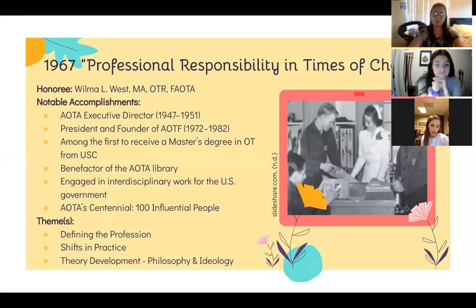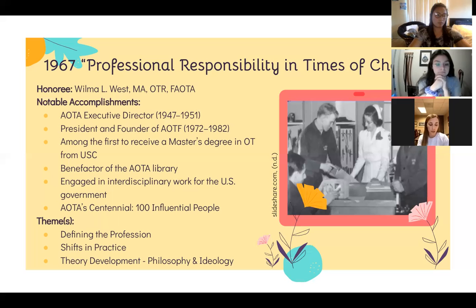And then another theme suggested a shift in theory regarding the ideology and philosophy behind the role of OTs. She was calling for a transformation of OTs from simply therapists to health agents who were looking, at large, at the greater interests of the clients, not just whatever they were receiving OT for.